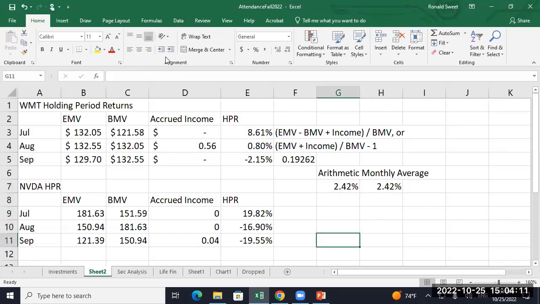What about NVIDIA? 0.1982 minus 0.619 minus 0.955 divided by 3. Oops, I could tell something was off there. Their average is negative 5.54. Whoa.